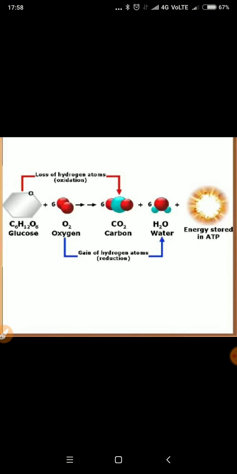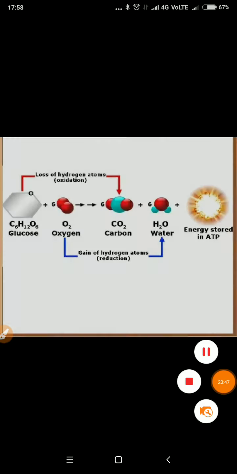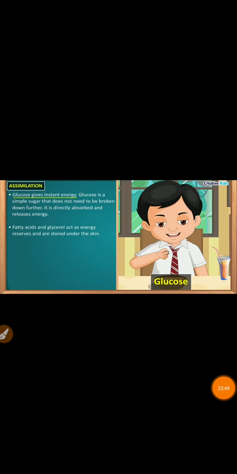Let's discuss our next point. Our next topic is assimilation. What is assimilation? See, glucose gives instant energy, right? Glucose is a simple sugar जिसको और तोड़ने की ज़रूरत नहीं है. It does not need to be broken down further. It is directly absorbed and releases energy in our body.